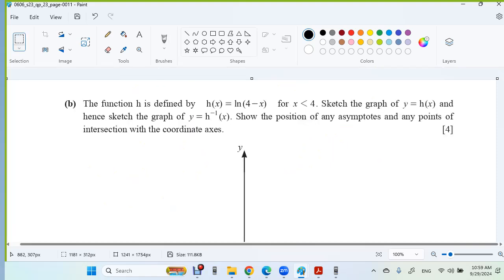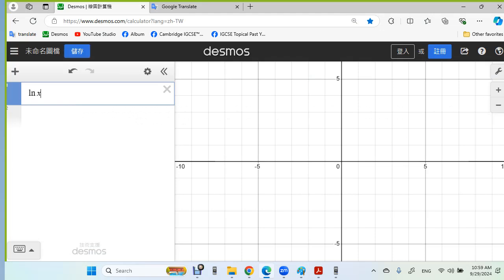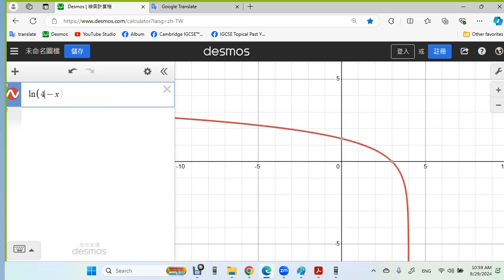B, the function h is defined by h(x) equal to ln of 4 minus x. Sketch the graph of y equal to h(x), and hence sketch the graph of h inverse of x. So the graph for ln x is like this, and the ln of negative x will look like this, and we have the 4 minus x. So this is how the graph looks like.